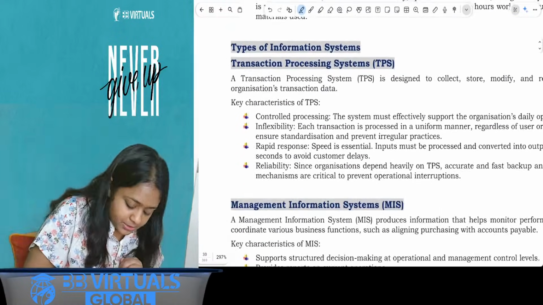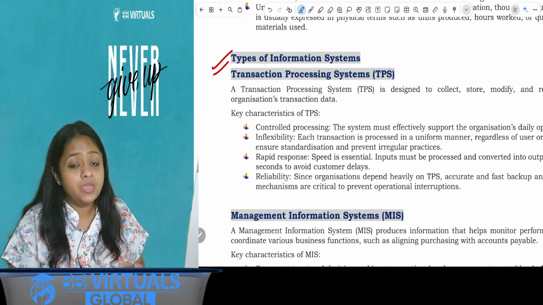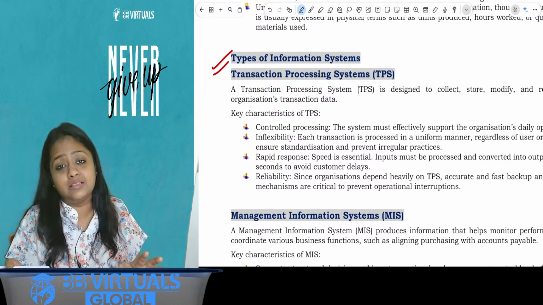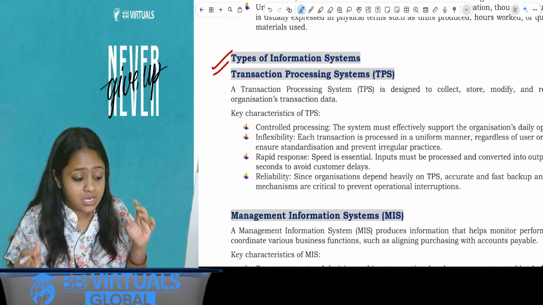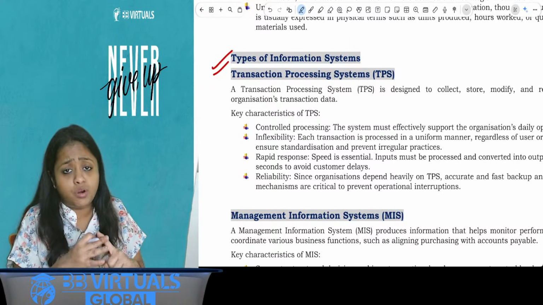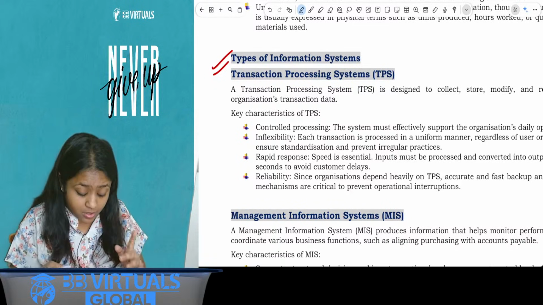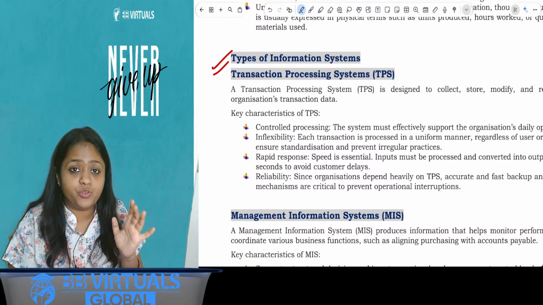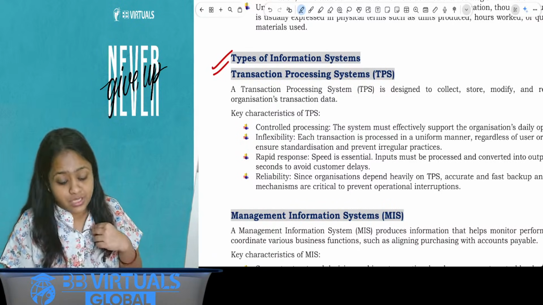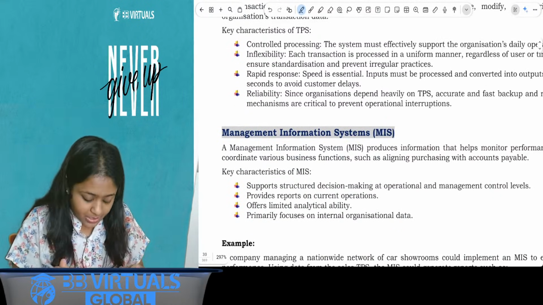When I take up the types of information system, number one is transaction processing system. Transaction processing system is just data entry, nothing else. You're not doing any activity on it. Here it simply means that you are just collecting data, storing data, modifying data, and entering the data into the computer system. That's all. So it's just the first step that we need when we are inserting the data into the computer system. That is just the basic step.